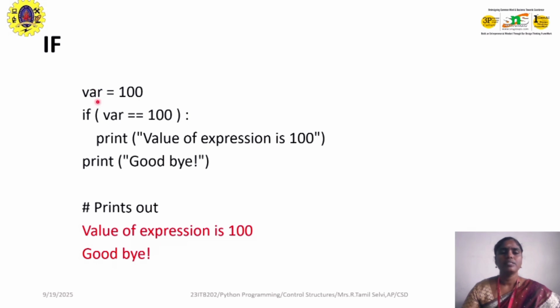Here, we specify the variable value as 100. If the variable is double equal to 100, we get the output as value of expression is 100. Also, we use the print statement to print some string. Once you run this program, we will get the output as value of expression is 100 because here the condition is true. And to print the goodbye string, we just use the print function, so that also appears in the output screen.